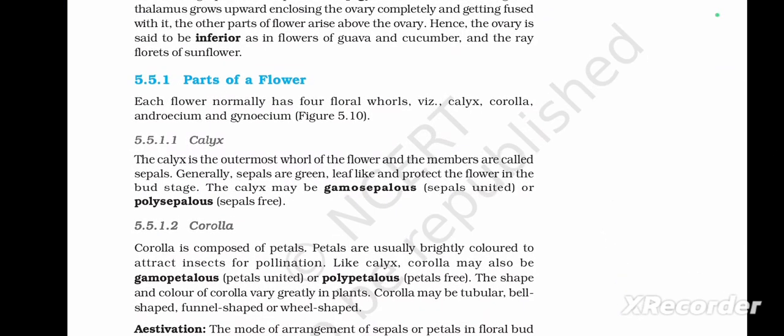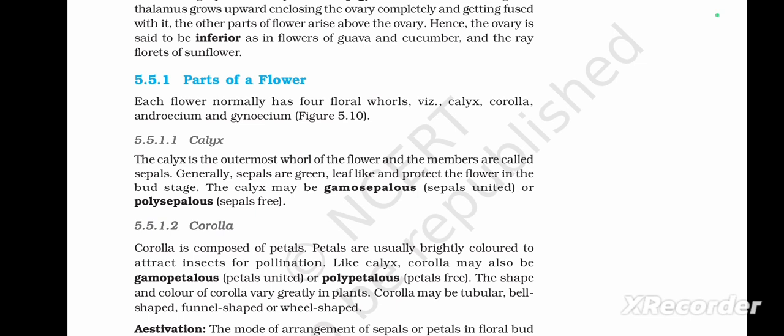Next, parts of a flower. Each flower normally has four floral whorls: calyx, corolla, androecium, and gynoecium. First one is calyx. The calyx is the outermost whorl of the flower and the members are called sepals. Generally, sepals are green, leaf-like and protect the flower in the bud stage. The calyx may be gamosepalous, that means sepals are united, or polysepalous, that is sepals are free.